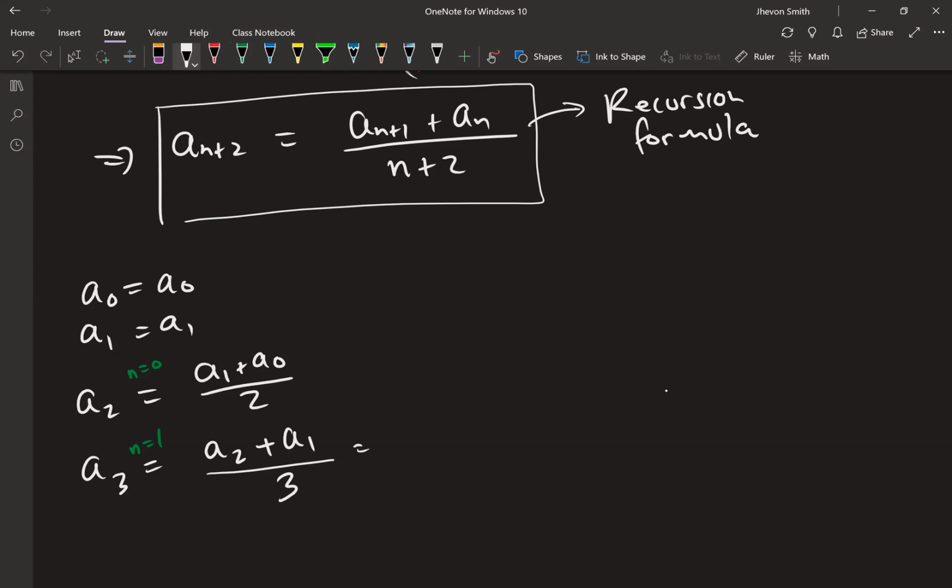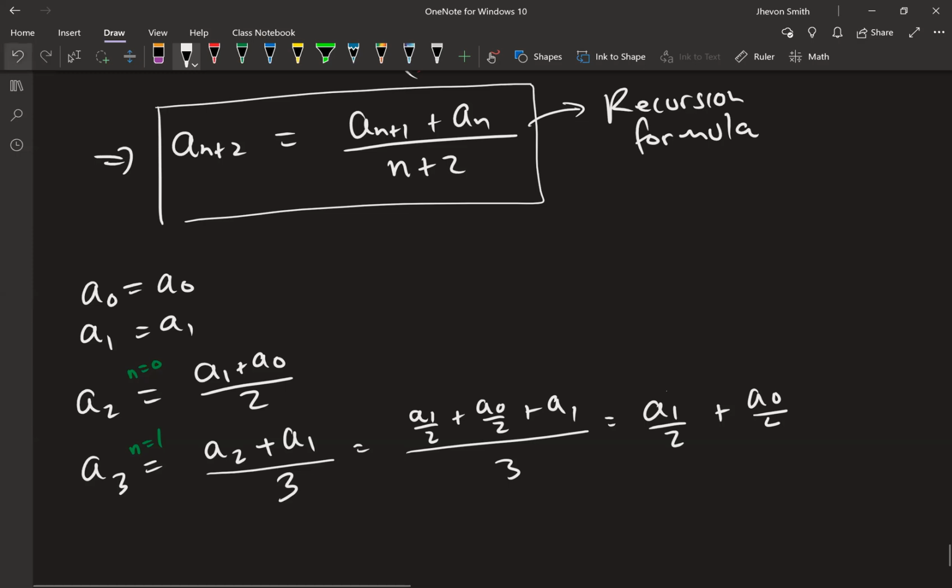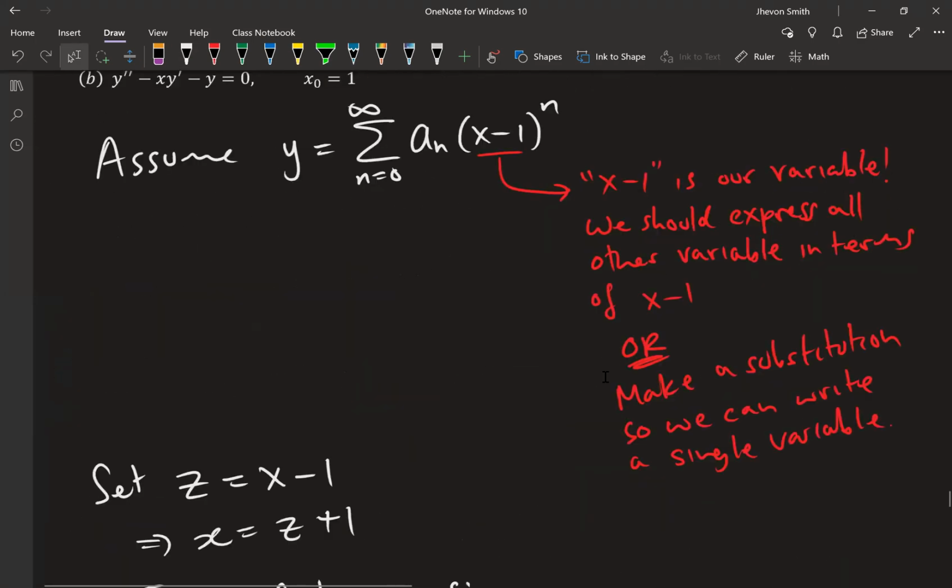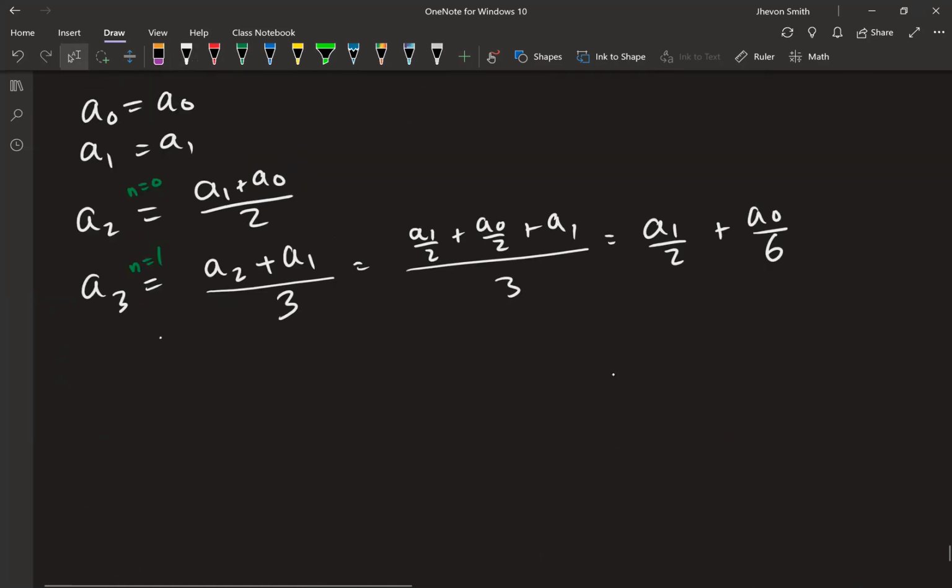And so that I can do a1 over 2 plus a0 over 2 plus a1, all over 3. So that's 3 over 2 divided by 3, so that's a1 over 2 plus a0 over 6. And at this point, depending on how much you're asked for, I think in the problem I asked for 4 terms or something like that. We could stop here. You'd only continue if required, but not necessarily here. But we'll stop here.